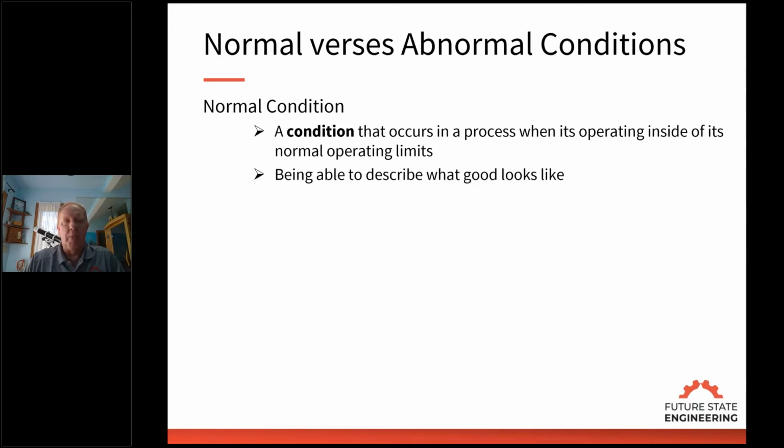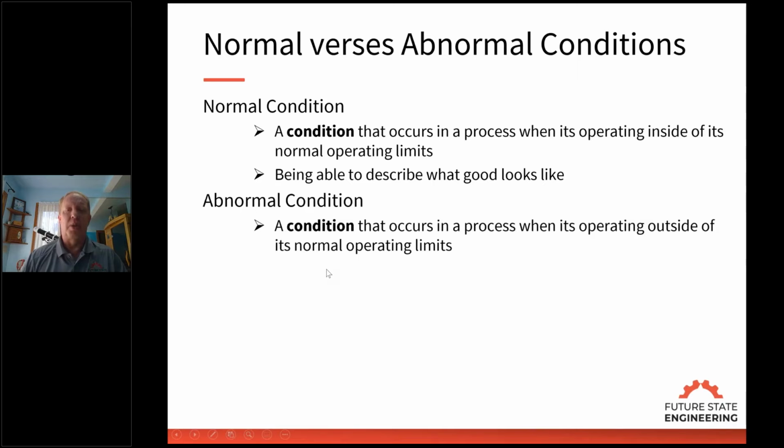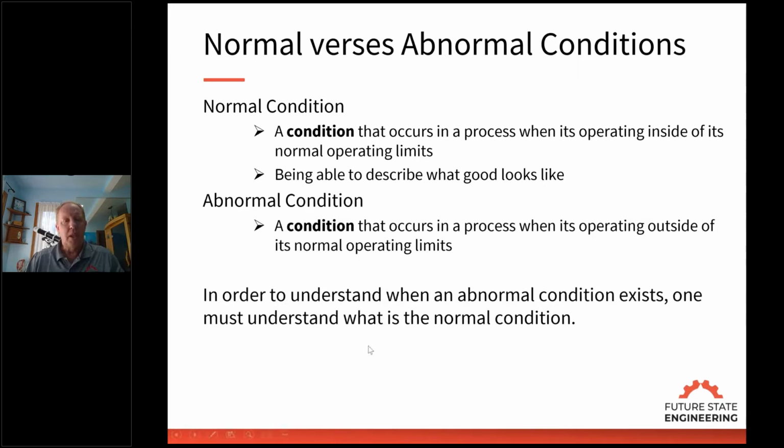Being able to describe what good looks like. So if I look at any process, I can understand what good looks like. If I understand what good looks like, then I know what bad looks like. If I don't understand what good looks like, then I have no idea what bad looks like. So abnormal condition, of course, is a condition that occurs when a process is operating outside its normal limits. To understand when an abnormal condition exists, let's understand what the normal condition is.